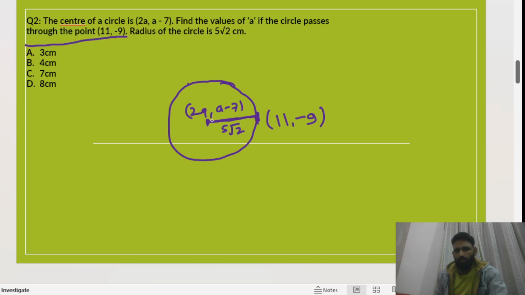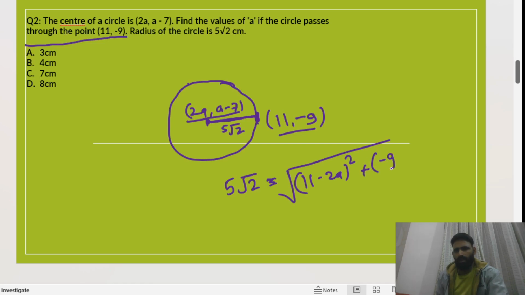So this coordinate is (a, -7), and the other is (11, 9). So we can say the distance 5 root 2 is equal to the distance between the coordinates. So with points (a, b), we use x2 minus x1: (11 - a)^2 + (9 - (-7))^2. So we can solve this equation.